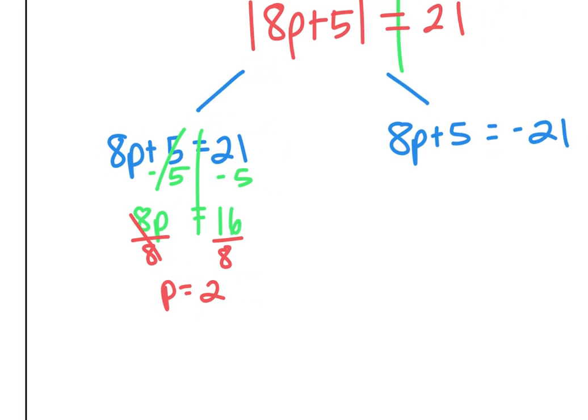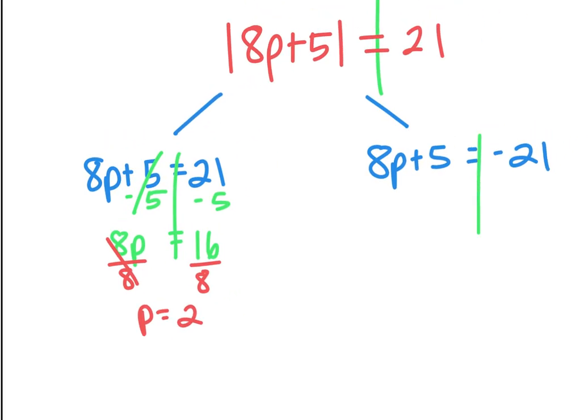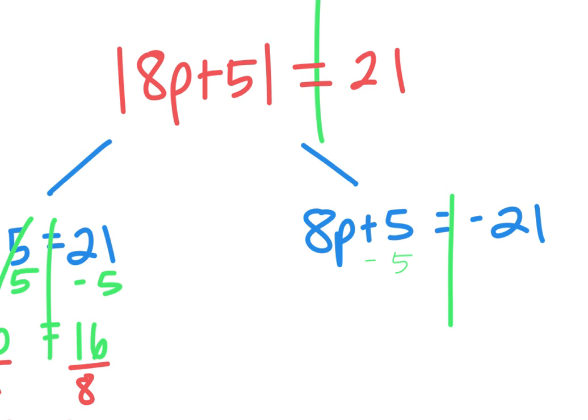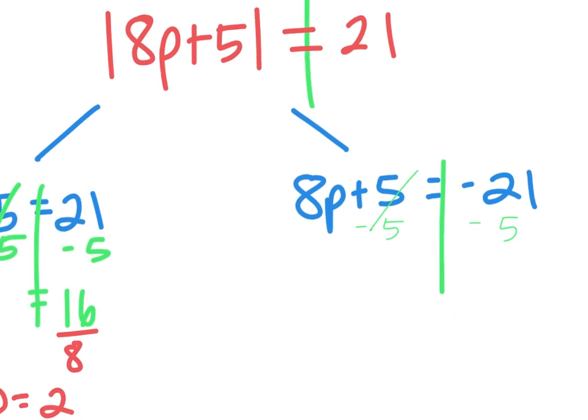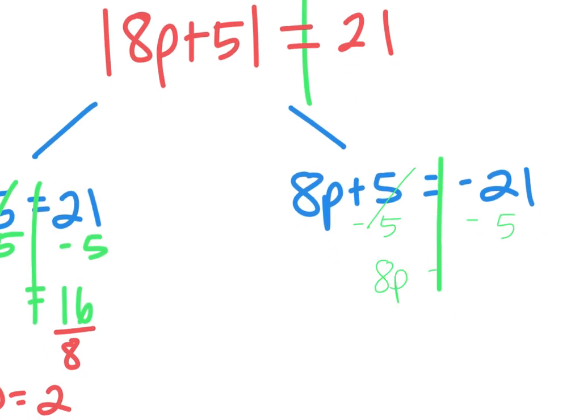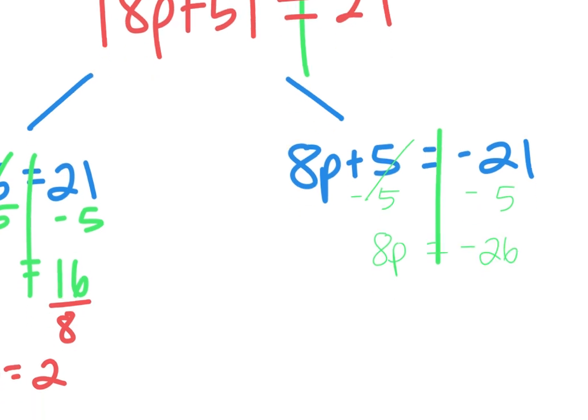And then when I solve my second equation, the steps will be exactly the same, but I'm going to get different results because now it's equal to a negative 21 instead of a positive 21. So I still undo this constant first, so I'll subtract 5. But this time I'm subtracting 5 from a negative 21. So negative 21 minus 5 is going to be negative 26. Good. And then still, to undo this coefficient, I will divide by 8.